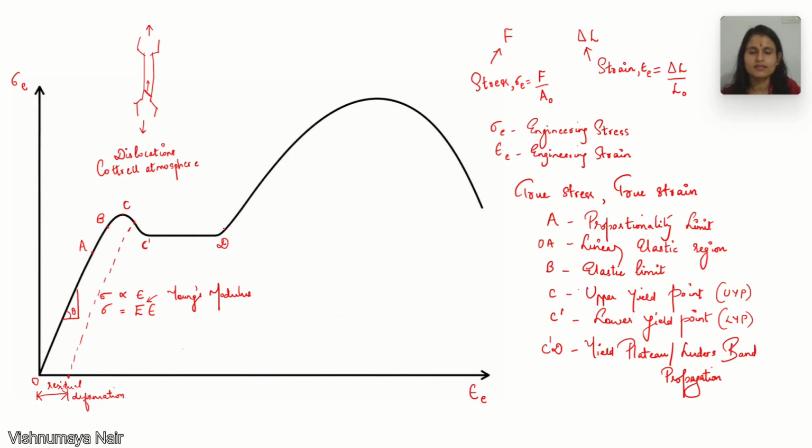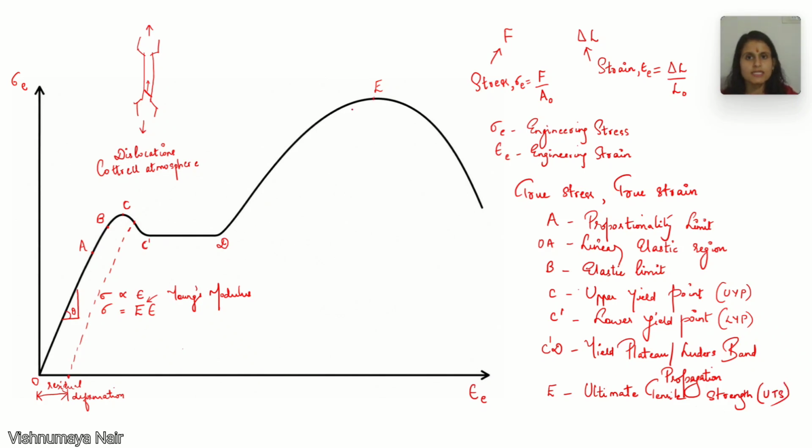So here you can see that the stress value starts to increase. And finally, it reaches its maximum value at point E. This point E is the ultimate tensile strength. This is the maximum value of stress that the material can withstand before fracture. So this is ultimate tensile strength or UTS.